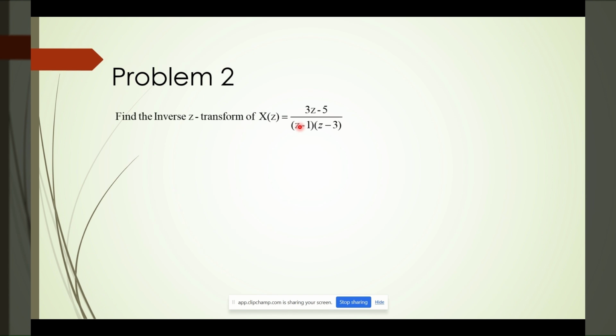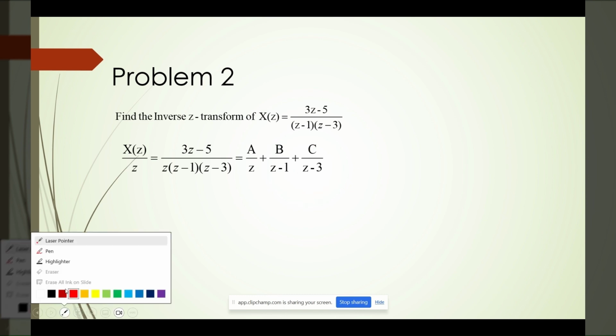We have to make this also like that. So when there is no z, what we do is multiply and divide by z. So numerator z we can move it to here, x of z by z. So denominator z will come like this. So we'll be having three poles. So three factors we have to find. So a by z, b by z minus 1, and c by z minus 3. I hope you got why I am doing.